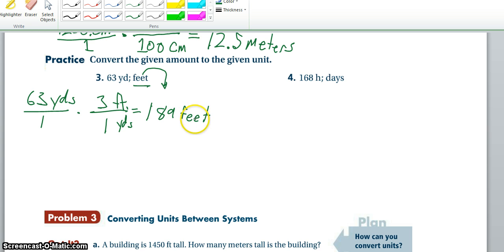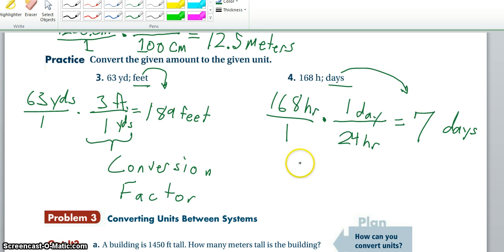When we do this multiplication straight through, we get 63 times 3 gives me 189 feet. If you didn't try 4, try it now. On number 4, we set up with hours given over 1, and I forgot to mention this: the little conversion that we know in our head or can look up, I like to call our conversion factor. So we take what we start with, we multiply by a conversion factor, which will always compare 2 different units, and then we get our answer of 7 days, and the math works out perfect on that one.